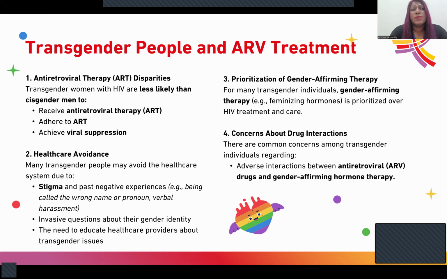Many transgender people avoid healthcare due to stigma, past negative experiences like being misgendered or harassed, and invasive questions about their identity. Having to educate providers on transgender issues also discourages them from seeking care, delaying critical HIV treatment. For many transgender individuals, gender-affirming therapies such as hormone treatment are a higher priority than HIV care. This can lead to delays or disruption in HIV treatment as their primary focus is on affirming their identity and well-being.